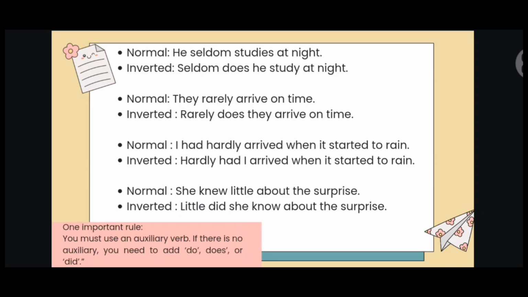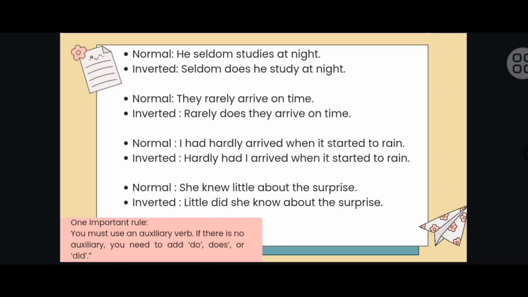Take a look at another example. He seldom studies at night. The inverted sentence becomes: seldom does he study at night. Next, the normal sentence: they rarely arrive on time. The inverted sentence: rarely do they arrive on time. And next, I had hardly arrived when it started to rain. In inverted sentences it becomes: hardly had I arrived when it started to rain. Next, normal sentence: she knew little about the surprise. In inverted sentences it becomes: little did she know about the surprise.